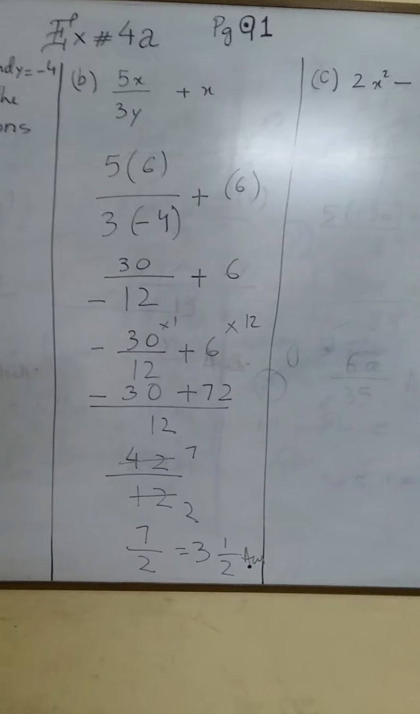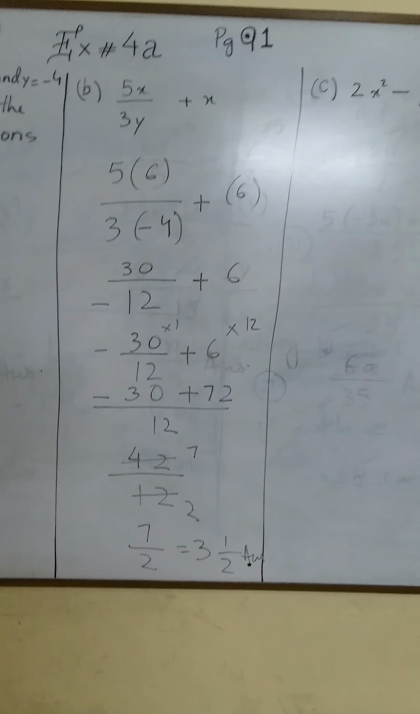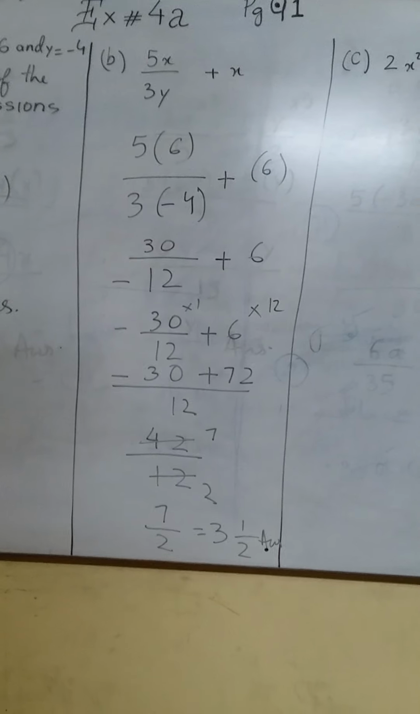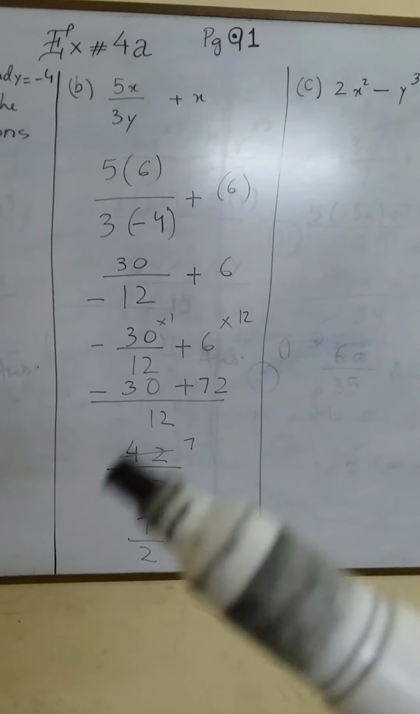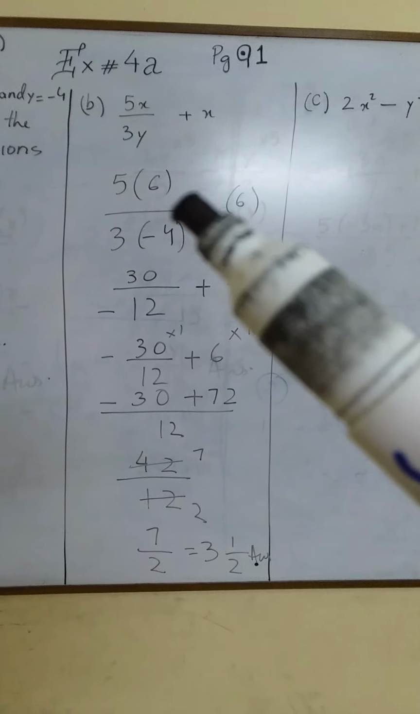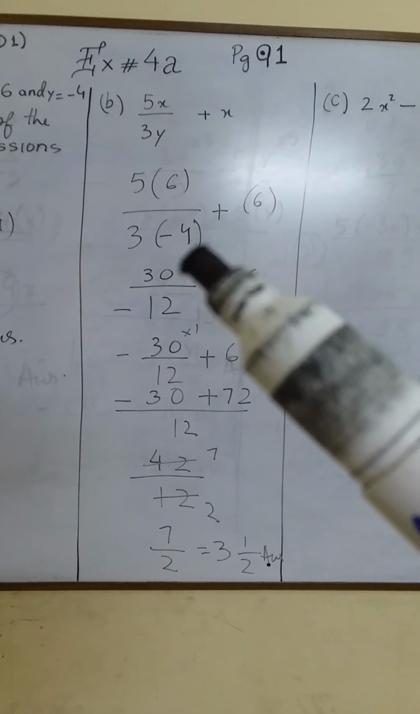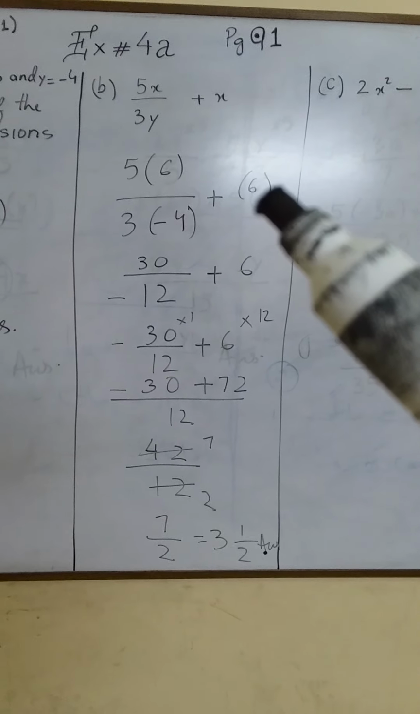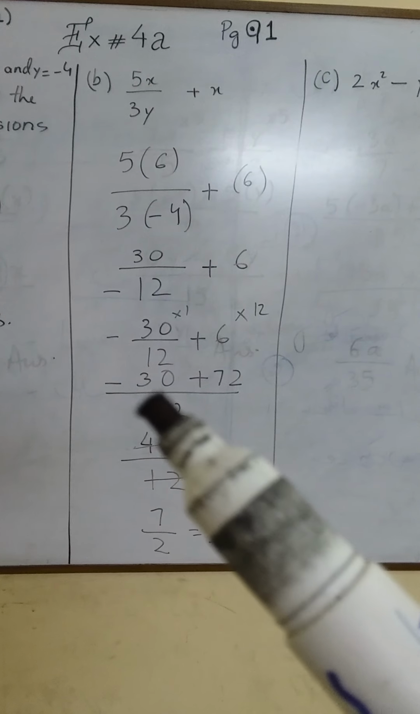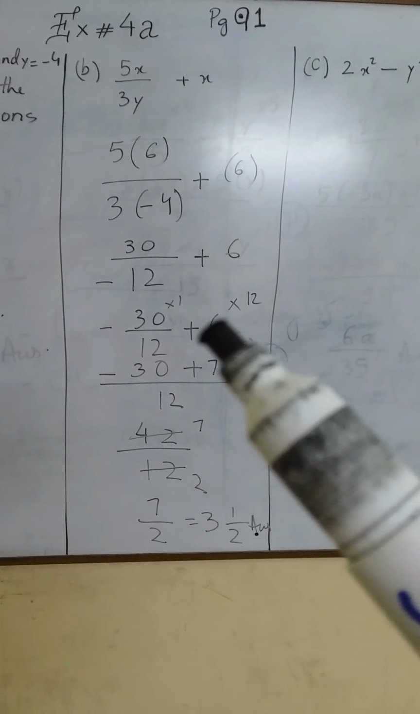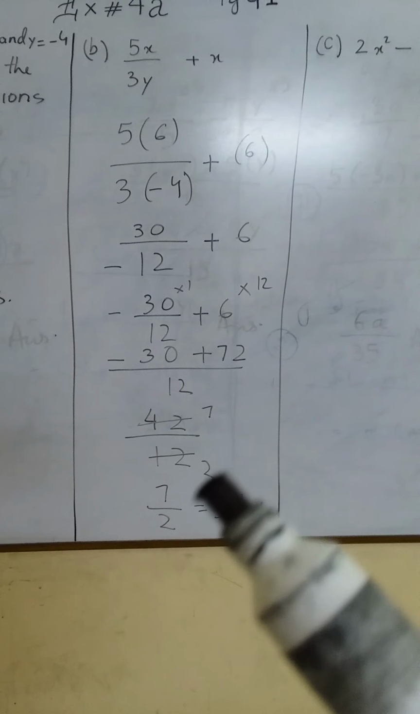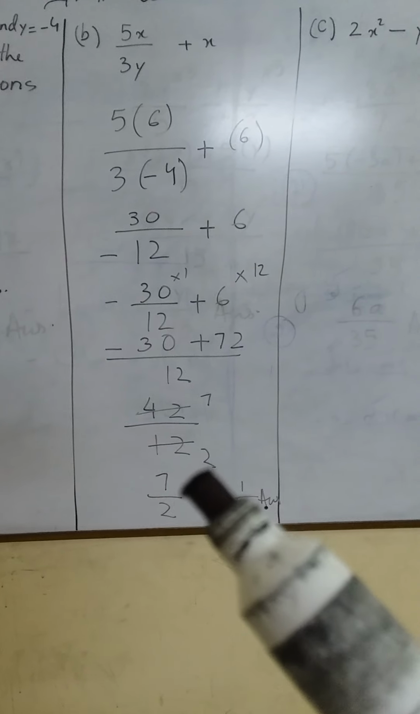Now let me explain this once again. See, value of x is 6 and value of y is minus 4. So we are writing 6 here at the place of x and minus 4 here at the place of y. And over here also we have a x, so we will write 6. After this we will take LCM, and by adding them, by taking LCM we will get 42 upon 12.